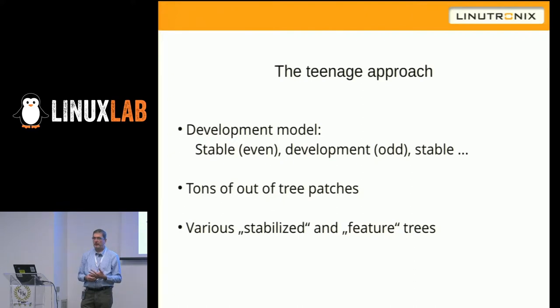And stable was an interesting definition, which was mostly, we are annoyed enough by doing development, let's move to stable. The development trees, I'll come to that in a minute again, were really horrible. What happened in parallel is we got various stabilized and feature trees. So we got the Alan Cox kernel, which was very special, hardened, very stable, and sometimes he also had extra features which Linus didn't like.